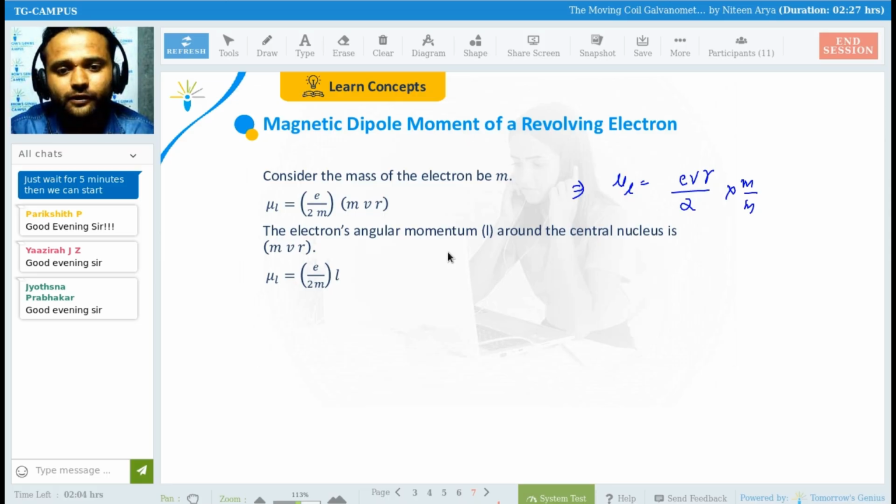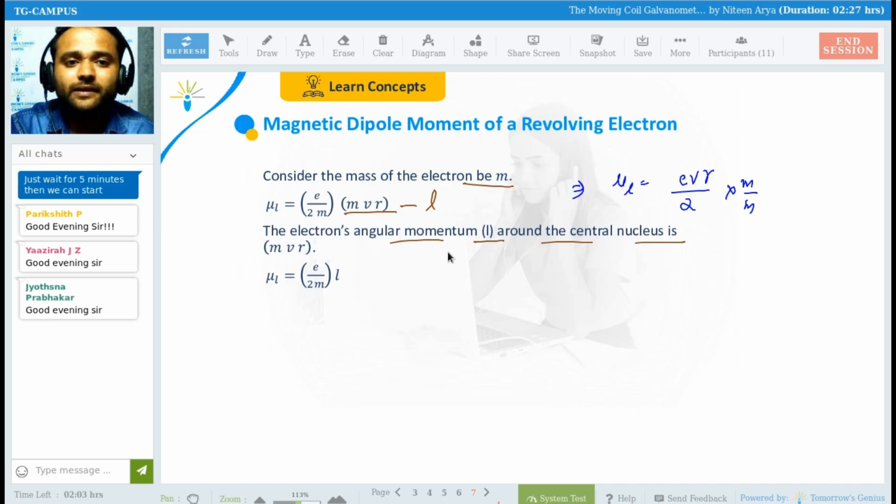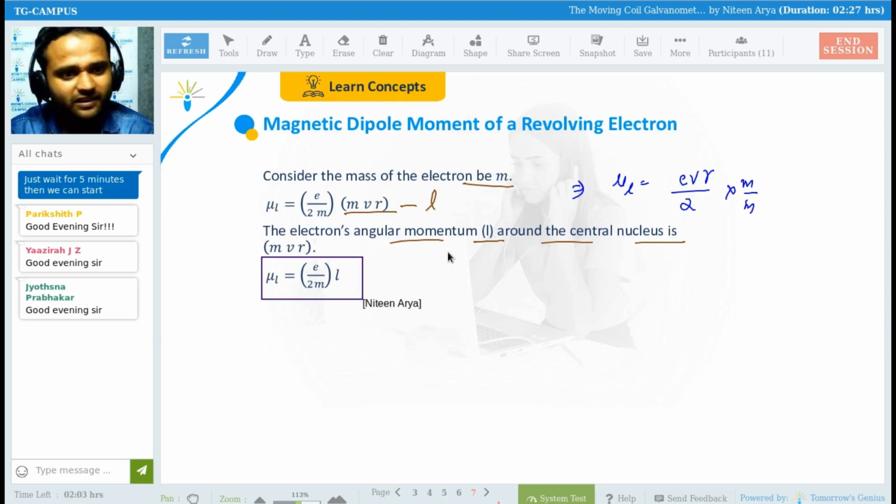So that is directly dependent on L, which is angular momentum. Consider the mass of the electron to be m, divide and multiply with the mass. This m v r gives me angular momentum, which is L, and then this is fixed. So the electron's angular momentum L around the central nucleus is m v r. This magnetic dipole moment of a revolving electron can be put into this formula also, which is more important. Is this clear?